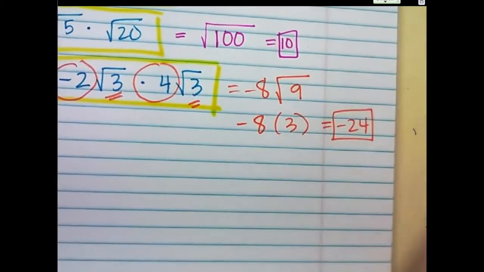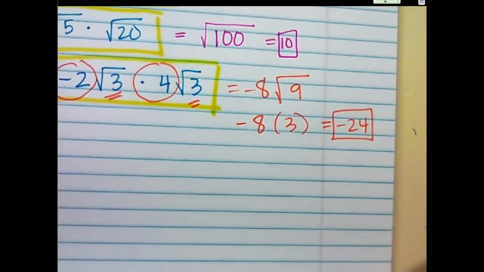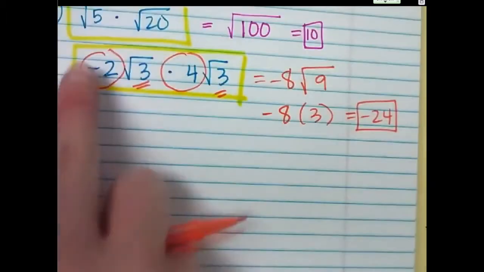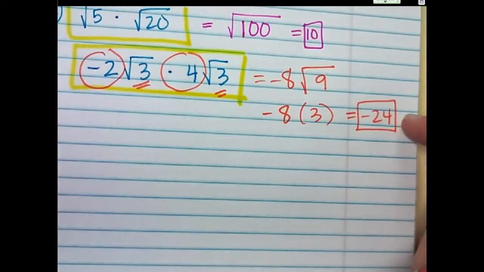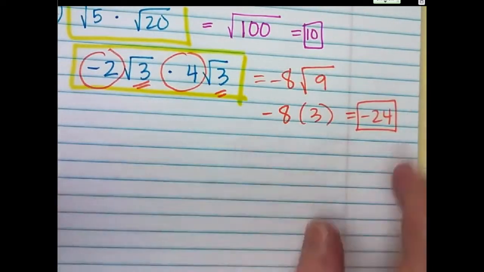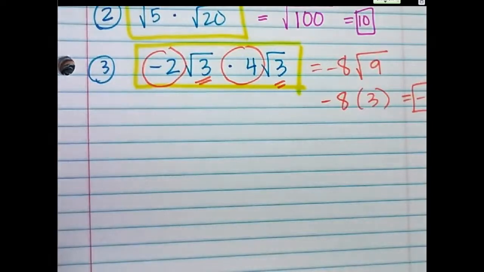Can you still check your answers with these in the calculator? Yeah, so this one actually would be nice. All 3 of these so far would give you 6, 10, and negative 24. So you can check your work. Most of them aren't like that, but you can still always check your work.